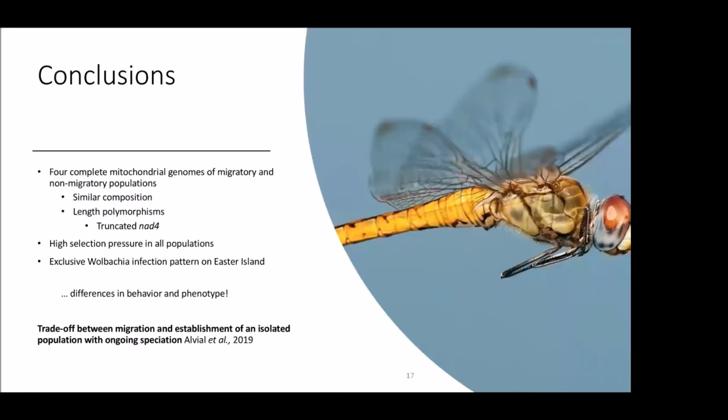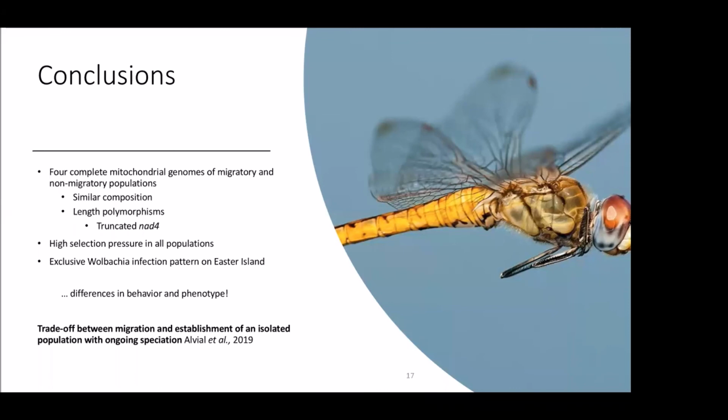So coming to my conclusion, in total I sequenced four complete mitochondrial genomes of migratory and non-migratory populations, and most showed synteny persistence. But on the other hand, we have length polymorphisms, which are in parts really common, but not really common is that we have a truncated PCG, protein coding gene, and we have high selection pressure on all populations, and an exclusive Wolbachia infection pattern that is only present on Easter Island. Together with the differences in behavior and phenotype of the non-migratory Easter Island population, I think there's a trade-off between being a migratory insect and the establishment of an isolated population that has ongoing speciation.